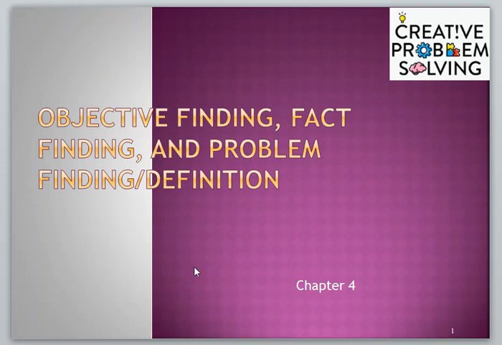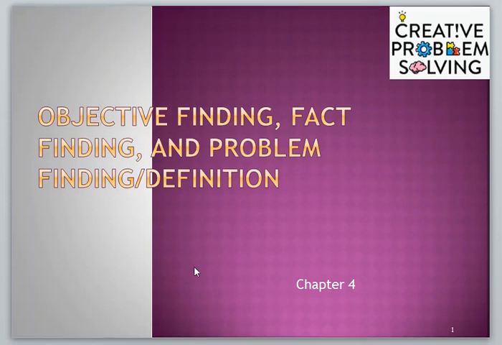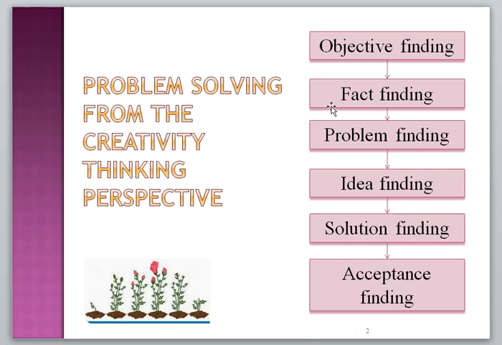Let's see the stages we are talking about. There are 6 stages as we have here: objective finding, fact finding, problem finding. These are the ones we will concentrate on and give details in this chapter. And then after that, idea finding, solution finding, acceptance finding. Those are the problem solving stages from the creative thinking perspective.